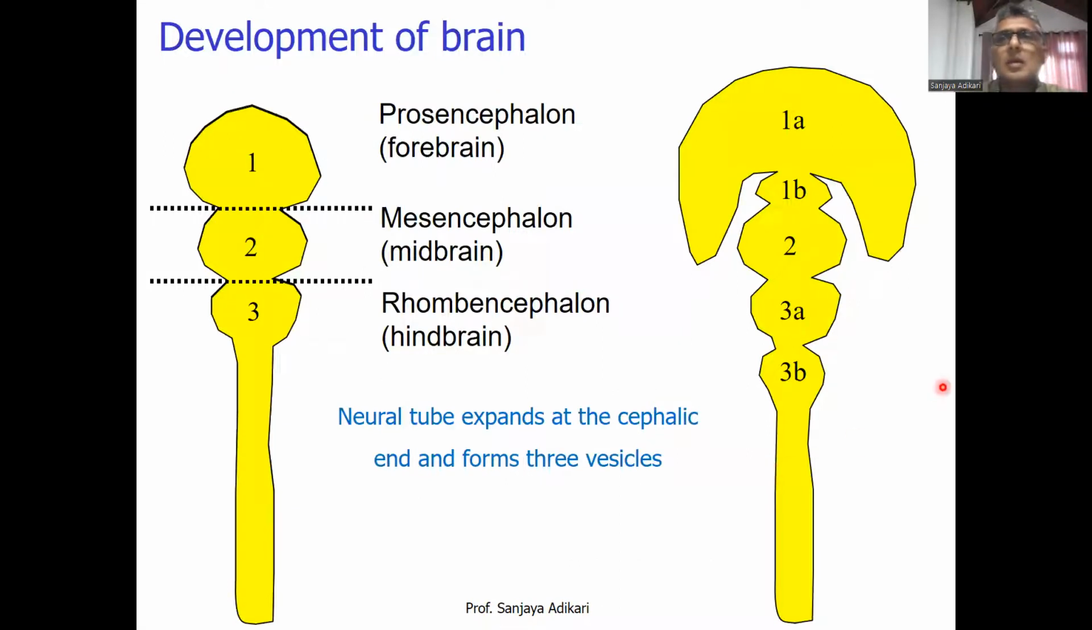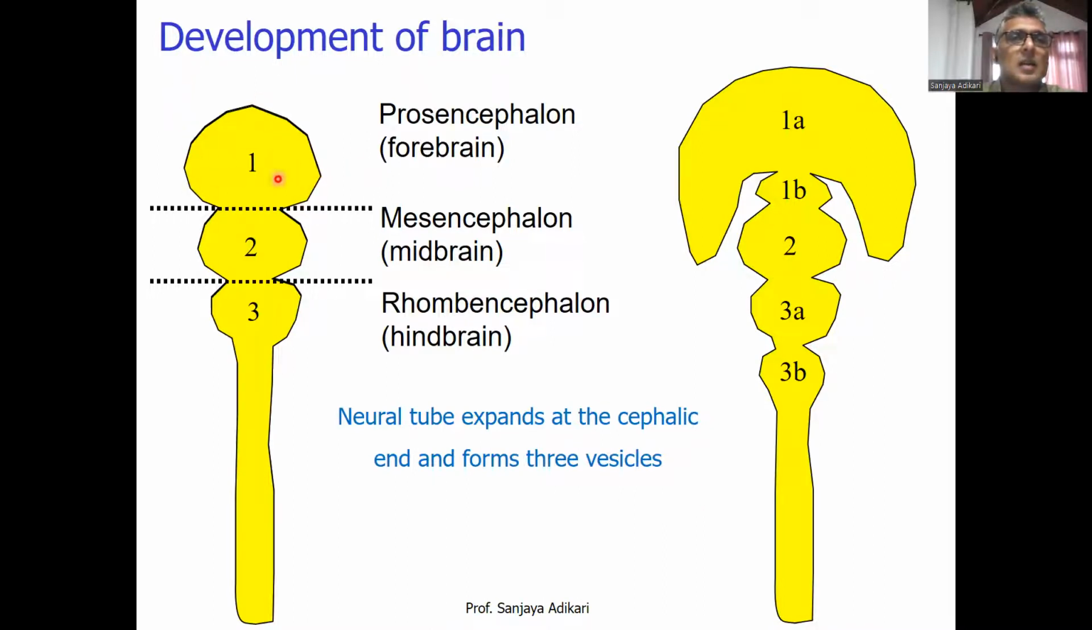Okay, when it comes to the main part of the lecture, the development, now we will concentrate a little bit on that. When it comes to the development, initially what happens is the neural tube that was formed expands at the head end, the cephalic end. It expands there and forms three vesicles.